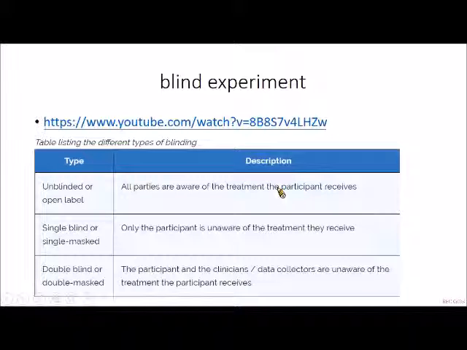What are blinding experiments? A clinical trial is called single blind when only one party is blinded, usually the participants. If both participants and study staff are blinded, it is called a double-blind study. The video talks in more detail about blinding experiments.